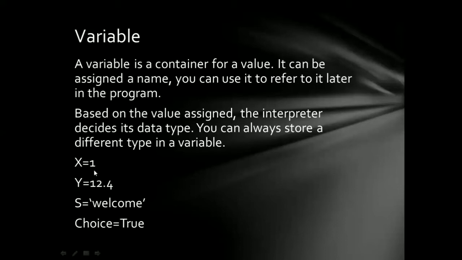For example, we give in the program directly x is equal to 1. Looking at the value, it assigns the type as integer. Now y is equal to 12.4. Looking at the value, the type is assigned as float. Next example, s is equal to welcome. Here it is a text, so it will be taken as string, str type. Now look at the value, choice is equal to true. True is a value which is boolean data type. Boolean means either this or that, yes or no. True or false can be stored under the boolean data type. So this choice variable is taking the boolean type, having the value true.